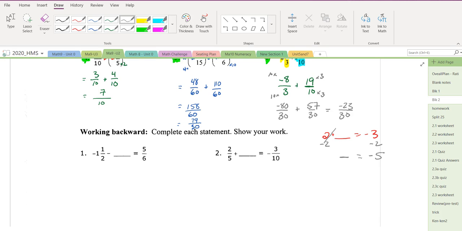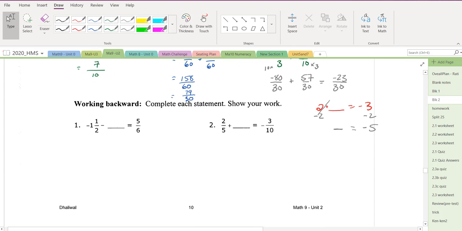Right? So we're going to do now the same thing with fractions. We want to know what the blank is. We need to move the number over to the other side. So right now we have 2/5 over here. How do you move 2/5 to the other side? You do the opposite of what it currently is doing. Right now it's positive 2/5. The opposite of it is negative 2/5. So we can say our blank is equal to -3/10 minus 2/5 to get it to the other side.